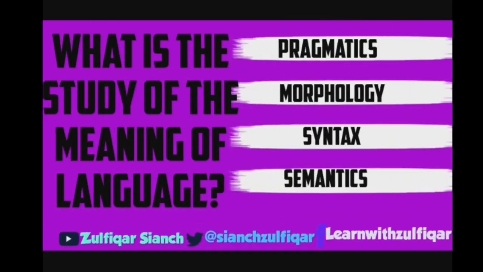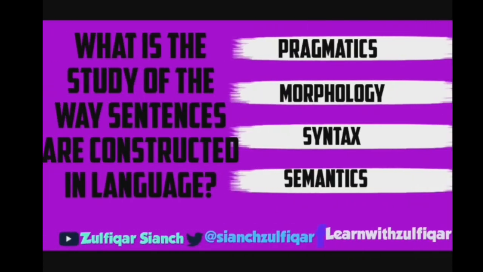And our third MCQ is: what is the study of the meaning of language? You have to remember the meaning of language. Whenever the words come, meaning of language, we deal with the semantics. तो जो correct option आएगा वो semantics है.